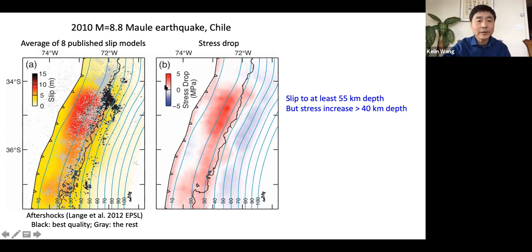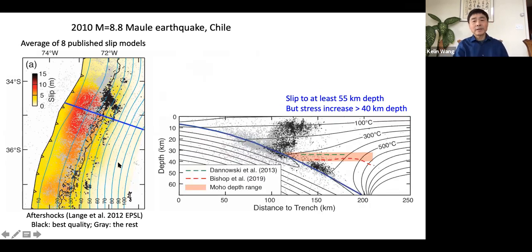And also shown here are aftershocks. If you look at the cross section here, we see the aftershock distribution has an interesting feature. That is, around the mantle wedge corner and deeper, there is a gap in interplate aftershock distribution. And so all these things we think are related to the mantle wedge serpentinization.